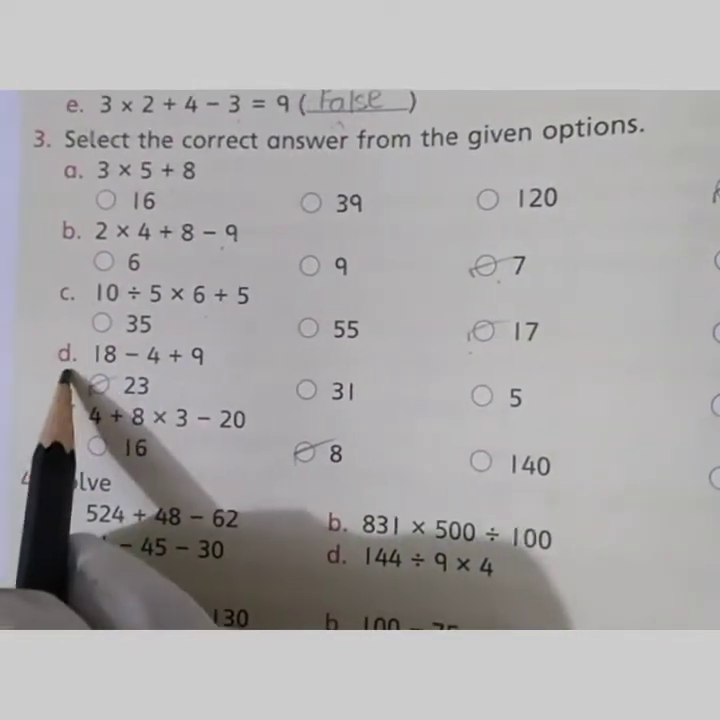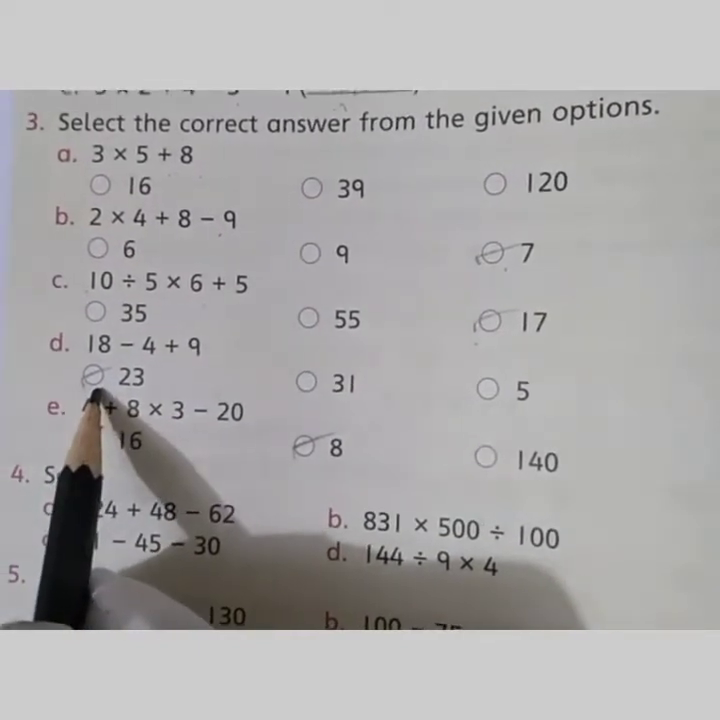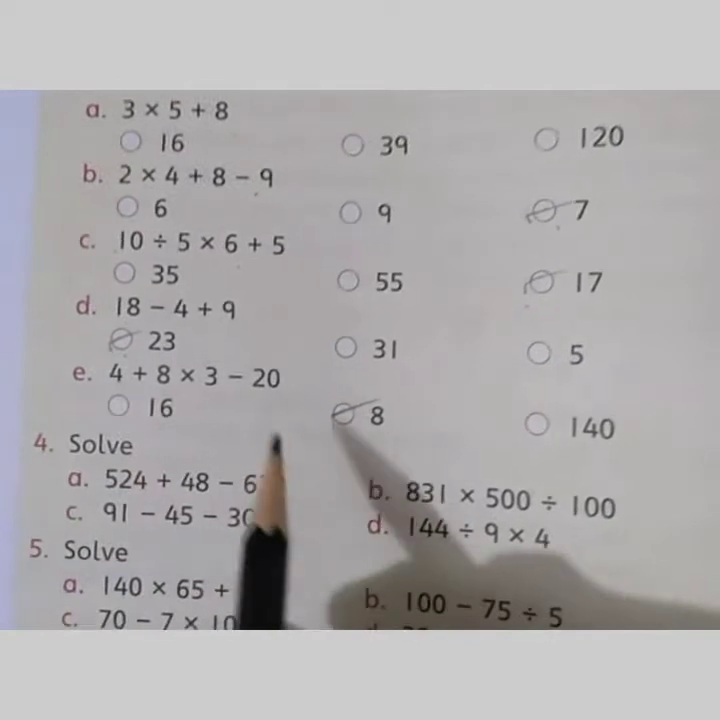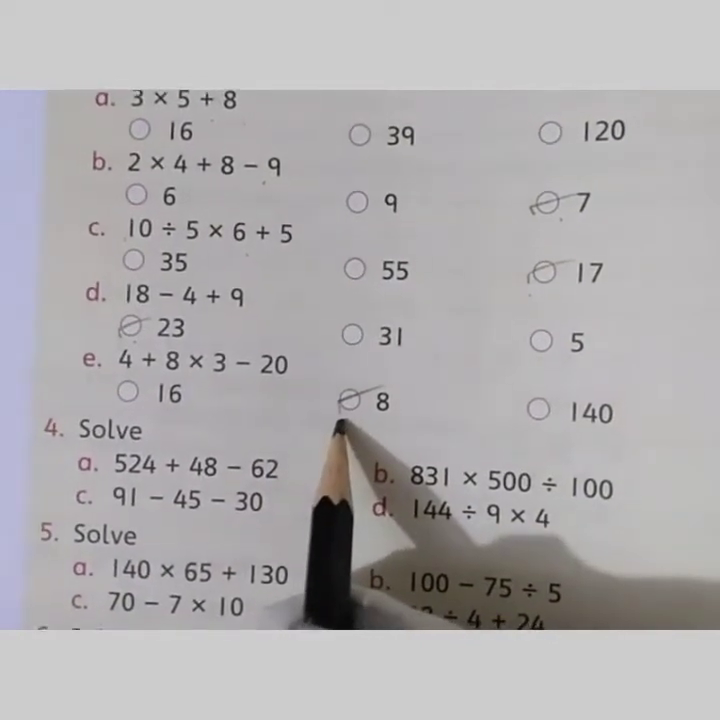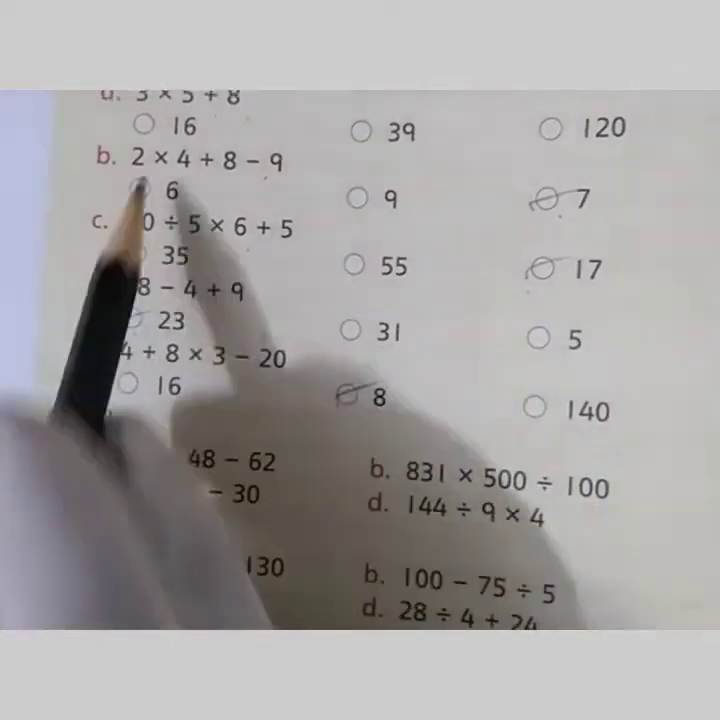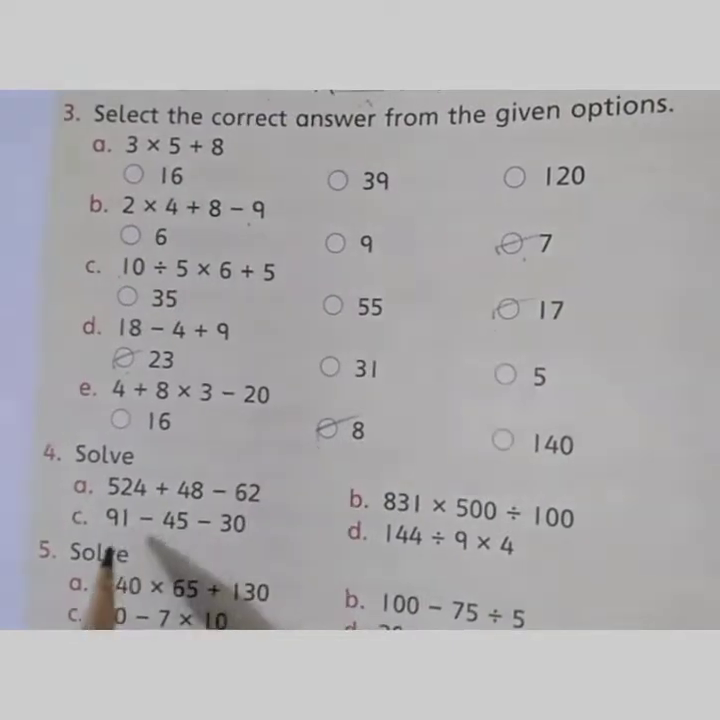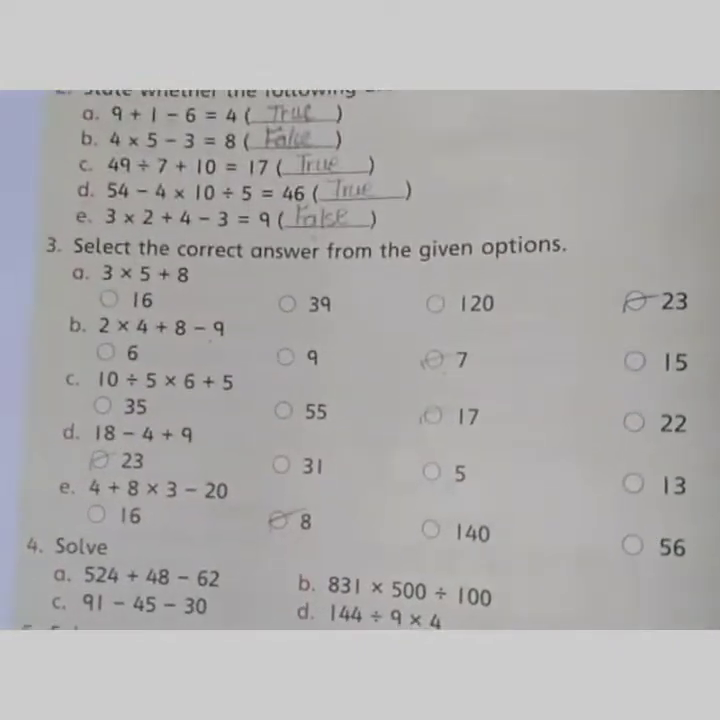In part D, 18 minus 4 plus 9. The correct answer is 22. In part E, the correct answer is 8. For your satisfaction and practice, you can solve all these with the help of the DMAS rule in your extra notebooks. And you can complete exercise questions 1, 2 and 3 in your textbook, page number 18.